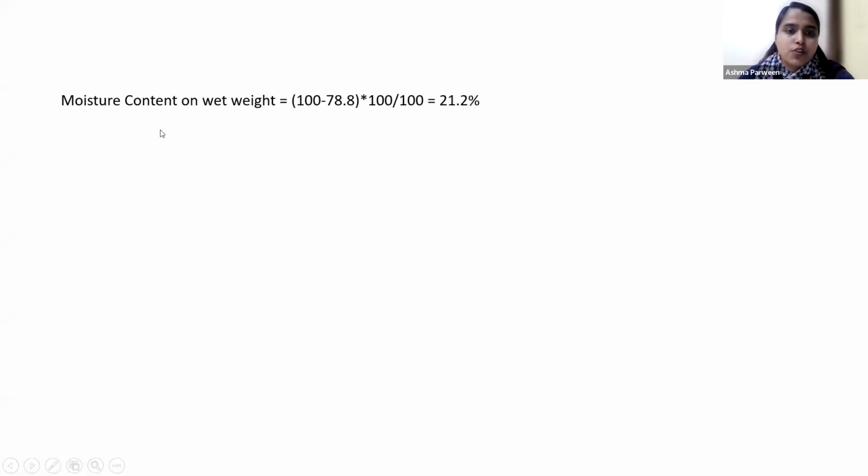So we will put it in the formula, and the moisture content will be 21.2%. I got two answers and both are correct, 21%. So we'll move to the next question. Does anyone have any doubt in this question?